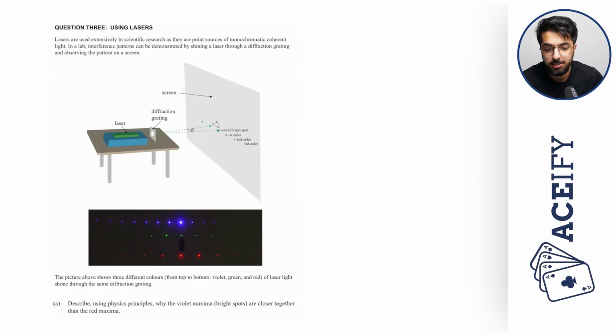Lasers are used extensively in scientific research as they are point sources of monochromatic coherent light. In a lab, interference patterns can be demonstrated by shining a light through a diffraction grating and observing the pattern on a screen. The picture above shows 3 different colors, from top to bottom, violet, green, and red, of laser light shown through the same diffraction grating. Describe using physics principles why the violet maxima are closer together than the red maxima.